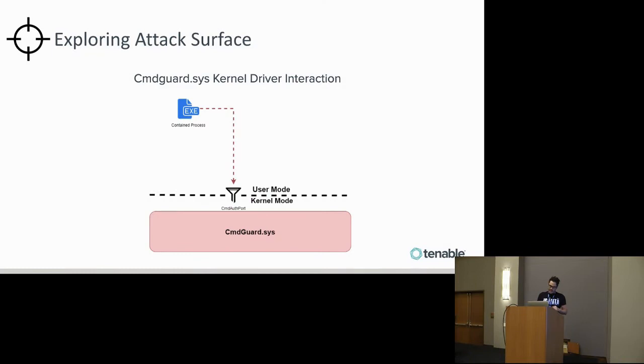And going back to the first example here, we have CMD guard sys kernel driver interaction. This is just what I was talking about. We're a contained process, and we can interact with the Komodo driver called CMD guard sys through the CMD auth port that it exposes. So first thing I found, I actually reverse engineered this message handler because I want to see how we can attack it. And I came across a few interesting things, and this is one of them, a handle type confusion.